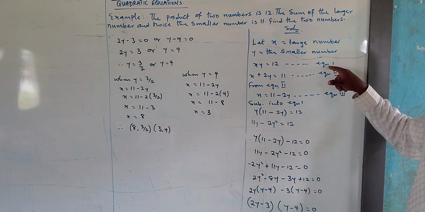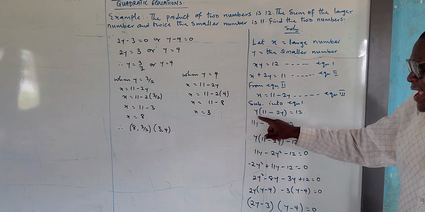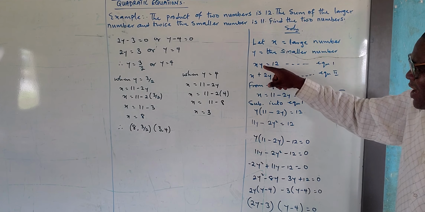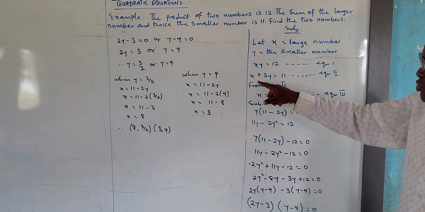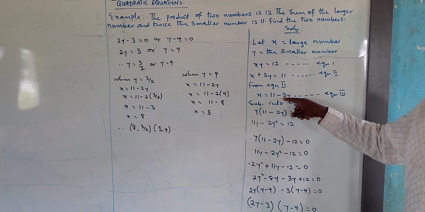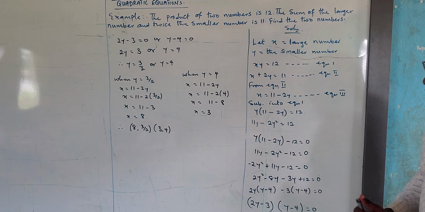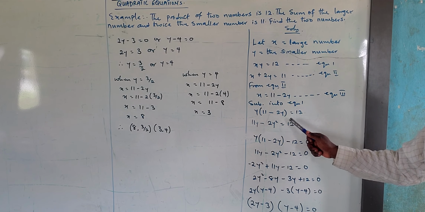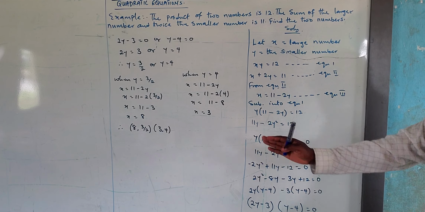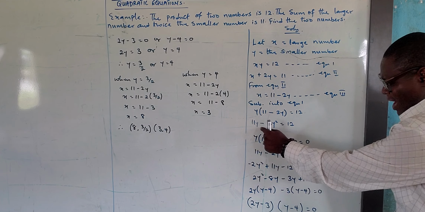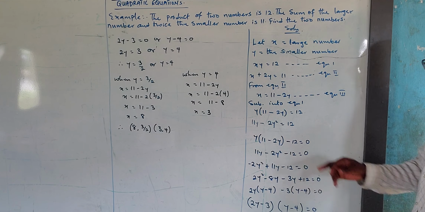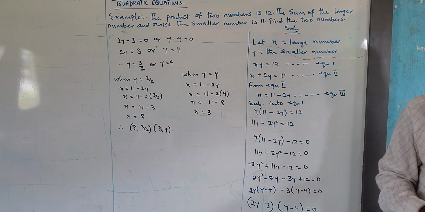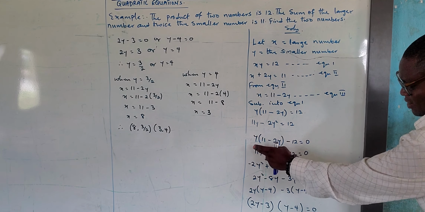Now, we substitute for x into equation 1. If you look at equation 1, which is xy is equal to 12, wherever we see our x, we substitute with 11 minus 2y. So from there, we can say y into the bracket 11 minus 2y is equal to 12. To open the bracket, we can say 11y minus 2y squared is equal to 12.